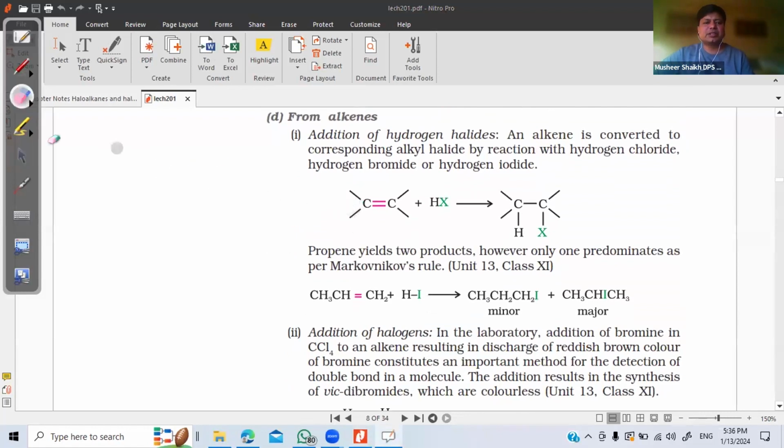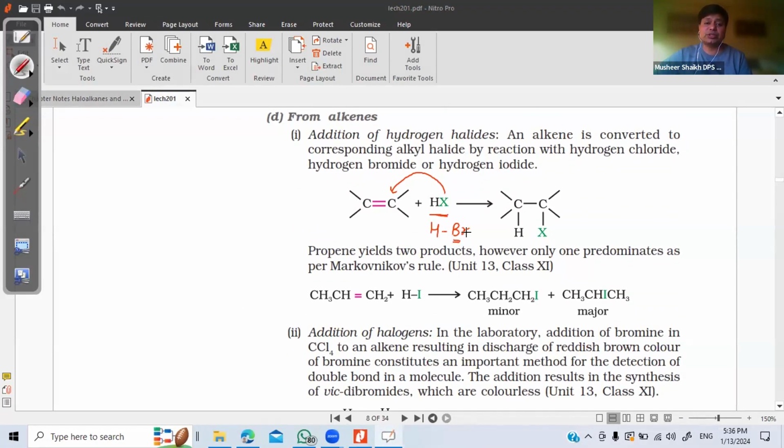Now, this reaction occurs with HX. The halogen goes to the carbon which has fewer hydrogens. Remember this as the Markovnikov rule. HX, again HBr. The Markovnikov rule is shown by bromine only.